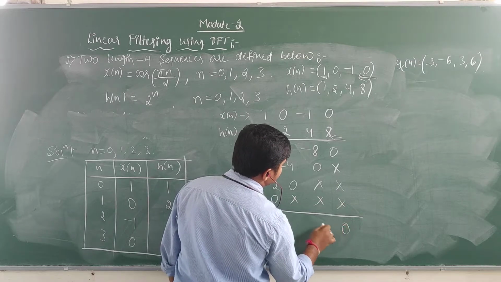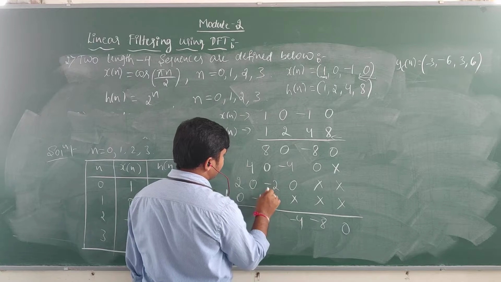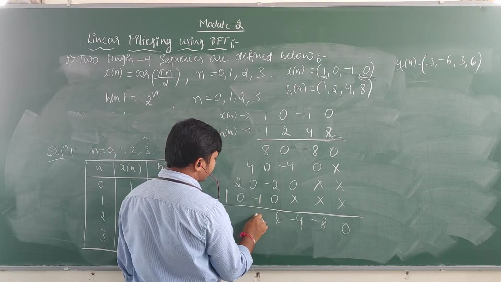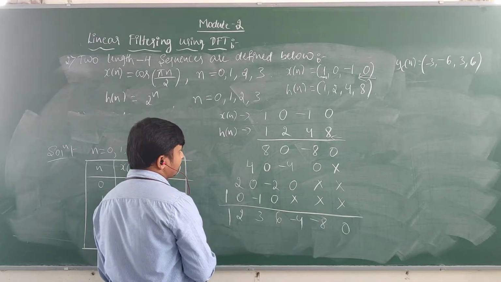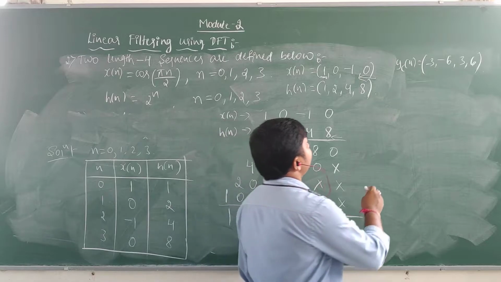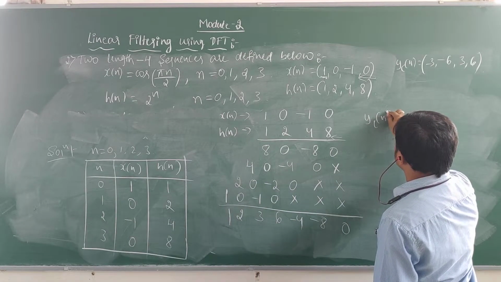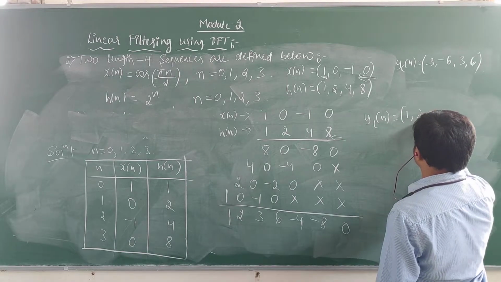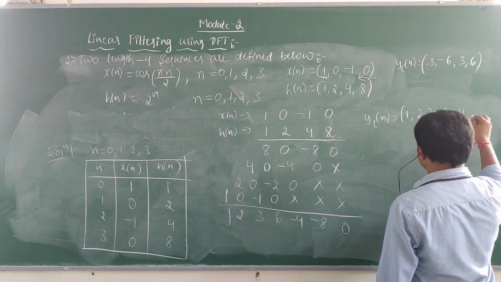Therefore it is equal to 0, minus 8, minus 4, 8 minus 2 is 6, 4 minus 1 is 3, 2, 1. Okay, so therefore yL of n is equal to 1, 2, 3, 6, minus 4, minus 8, 0.